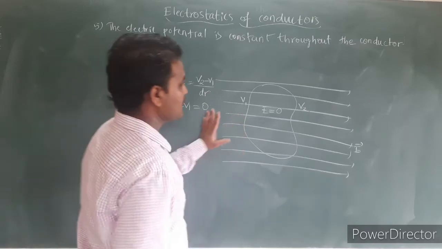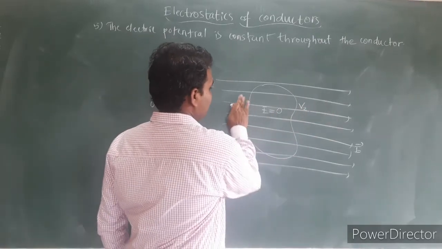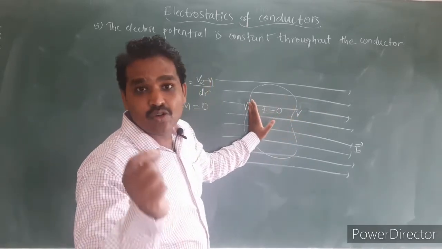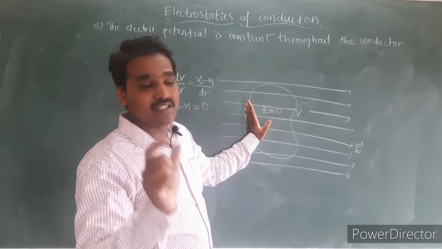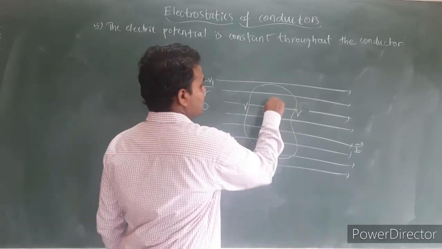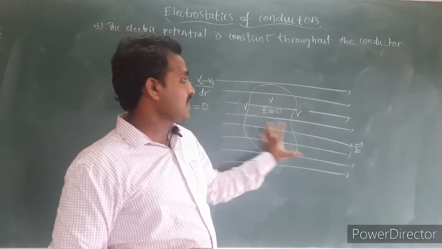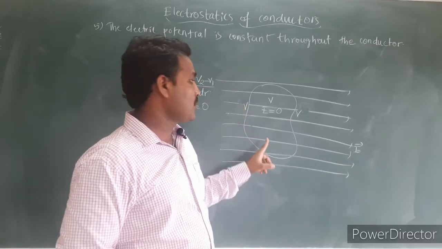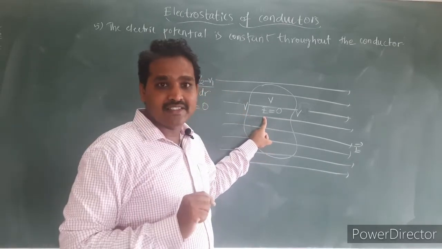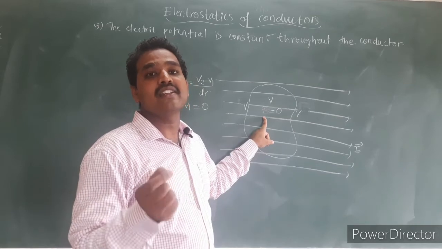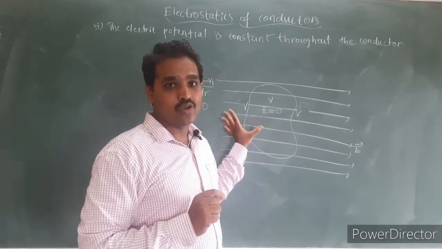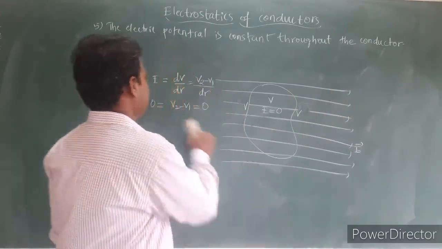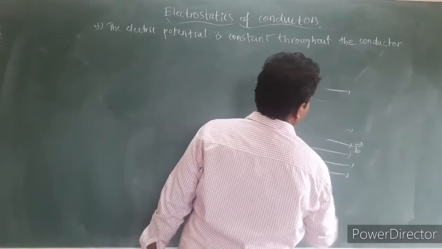So when V2 minus V1 is equal to 0, the potential here is also equal to V, and inside the conductor there is no change in the potential, dV is equal to 0. So within the conductor also the potential is the same. Throughout the volume of the conductor the electric potential is constant, because the electric field inside the conductor is equal to 0, and hence the change in the potential inside the conductor is also equal to 0. So throughout the conductor the electric potential due to the external field remains the same. This is how we can prove this statement.